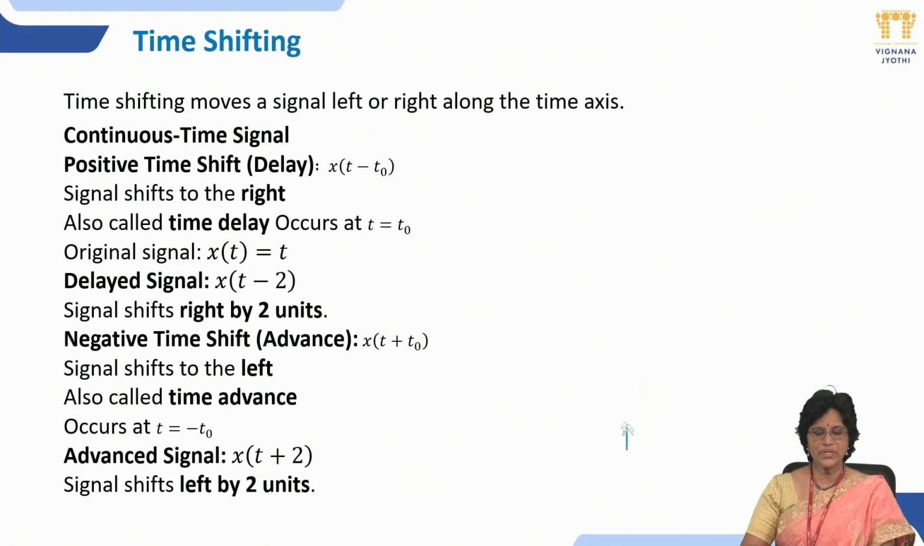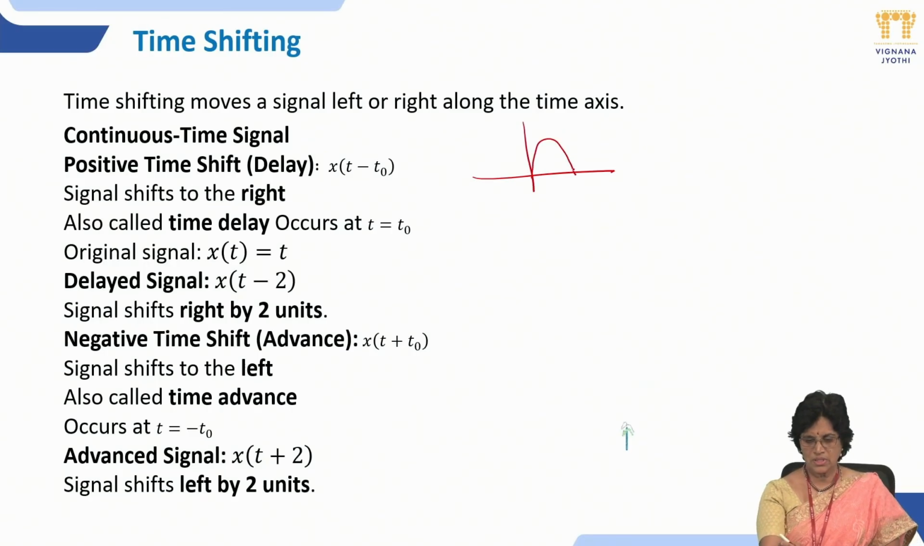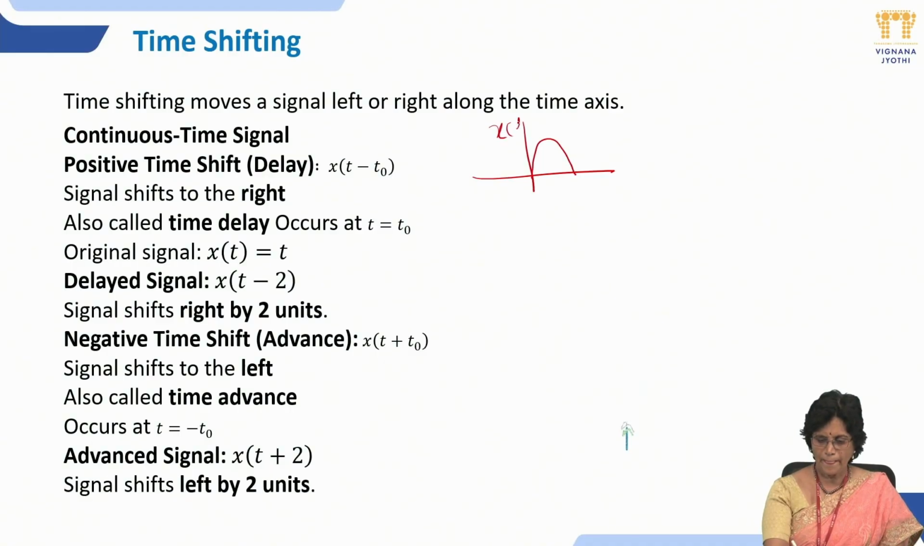So coming to time shifting. I used an example while explaining causality, but I didn't tell what time shifting is. Time shifting moves a signal left or right along the time axis. Suppose you take a positive time shift, for example, I want to shift my x of t towards x of t minus t naught. For example, I have one signal, one pulse, which I am calling x of t.